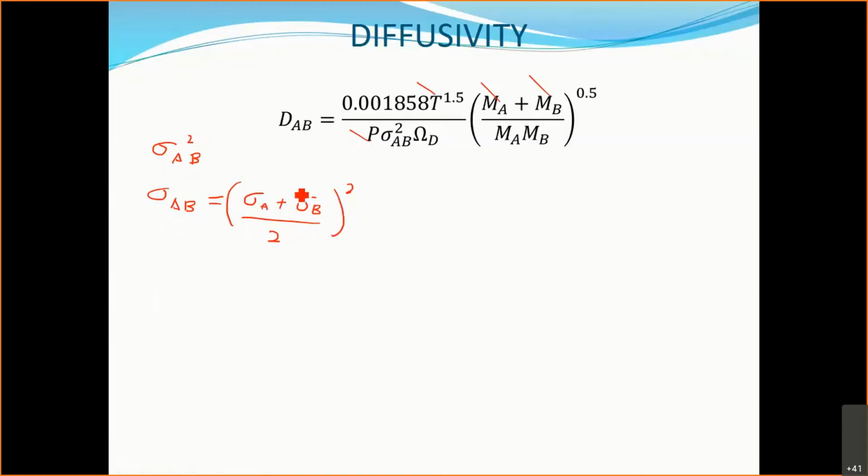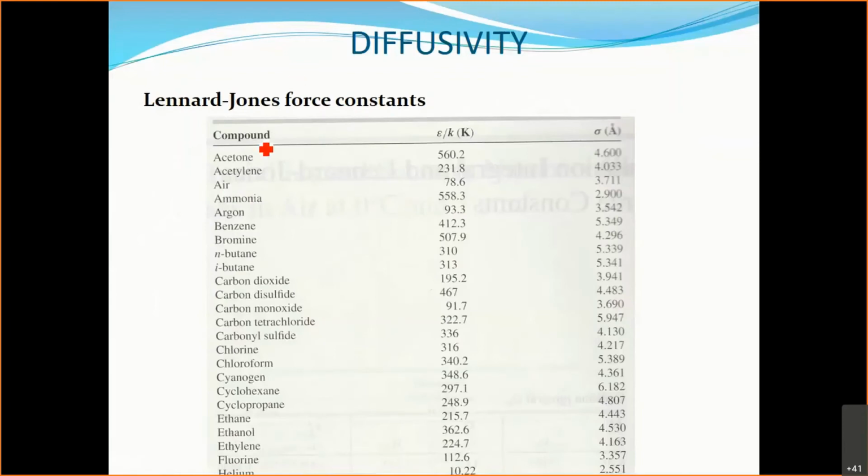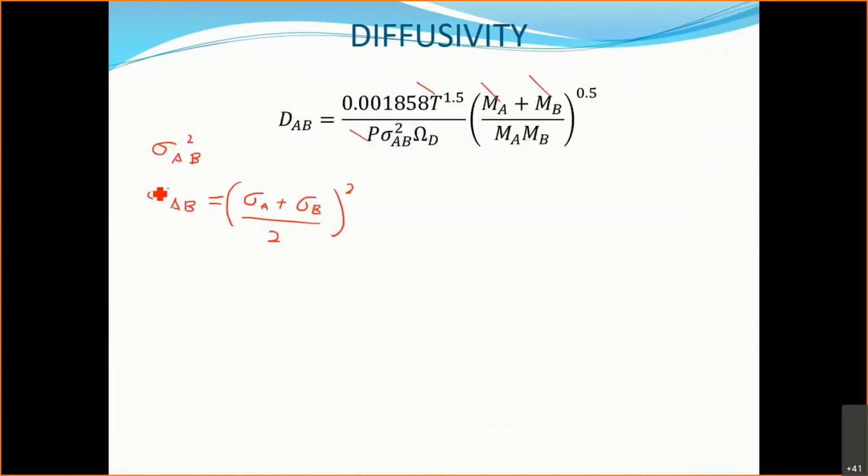How do you find sigma A and sigma B? Depending on your component, if you look here, we have the value of sigma for almost all the things. So this is the value of sigma for air, which is your B component, and this is my benzene value, which is the value of component A. Now I know the sigma of A and sigma of B, so I can easily find the value of sigma AB squared. So that is done. The issue here is that I want to find the value of omega D.